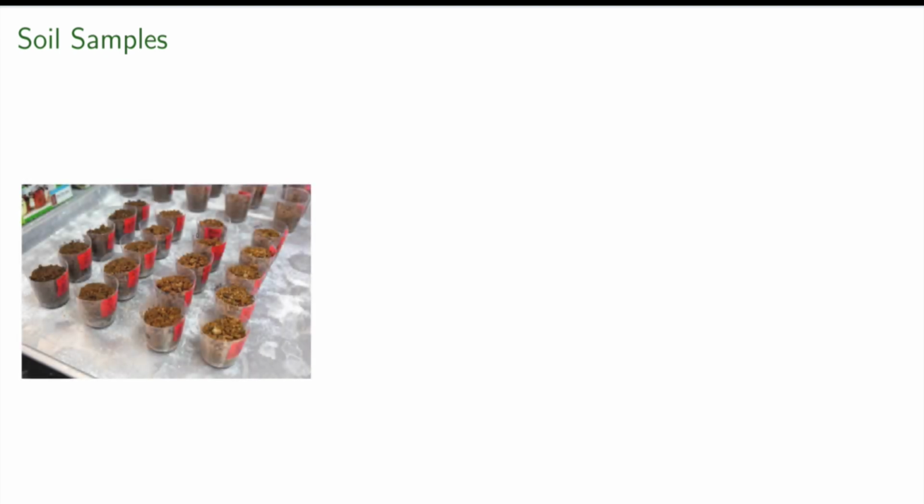Let us look at probability density functions, and the best way to understand probability densities is through examples. Let us look at the example of soil samples and then measuring some concentration of some chemicals in the soil. So here, for example, I show you a whole bunch of soil samples which have been collected.